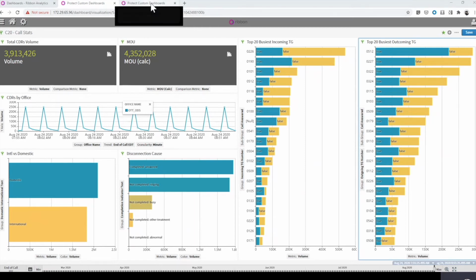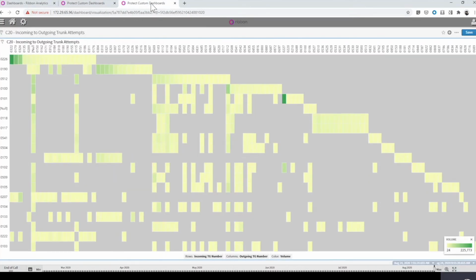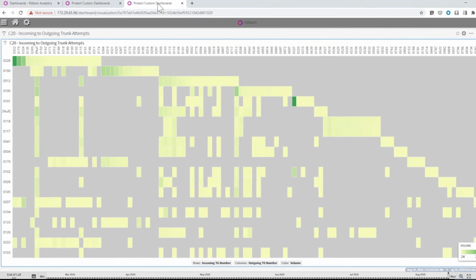On the next chart, we're actually going to put that incoming and outgoing trunk group together, because you can see on that previous chart the busiest incoming and busiest outgoing trunk groups, but where is your traffic really going? And when you convert it into a heat map using the analytics, you can now process and do the counts of the calls that are coming in on one trunk and then going out another trunk.